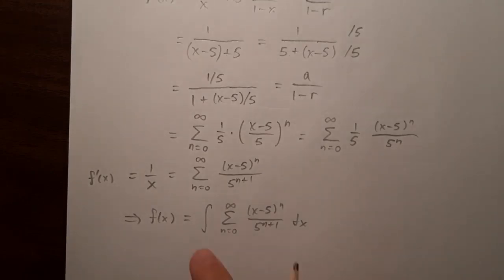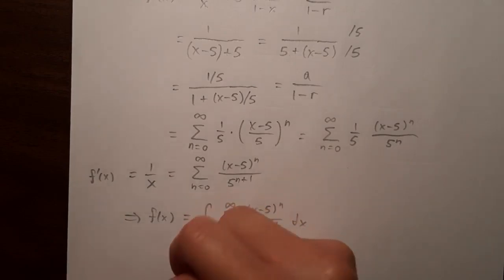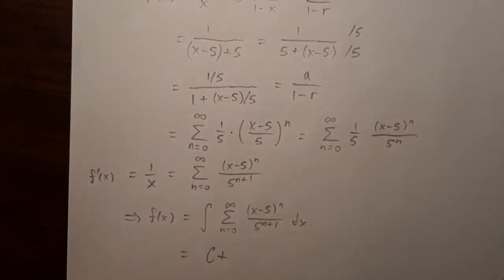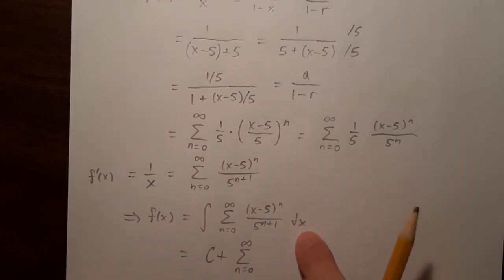And again, integration is nice. It plays very nicely with addition. So to integrate this, I just integrate each term independently. But I have to remember to add a plus c. So I'm going to write the c plus at the beginning. So c plus the sigma sum of the integral of this thing with respect to x.